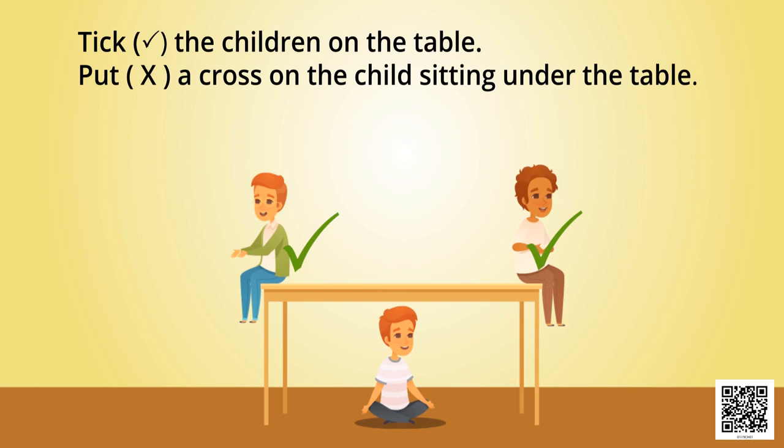So, who's under the table? That boy is under the table, ma'am. Yes, correct. That boy is under the table. So, you have to put a cross on him and all others are sitting on the desk. So, can you see some child or some children on the table? Yes, ma'am. There are two students sitting on the table. Very right. Two children are sitting on the table. Let's put a tick mark on the children who are sitting on the table.